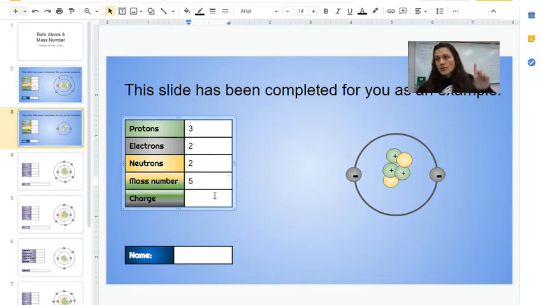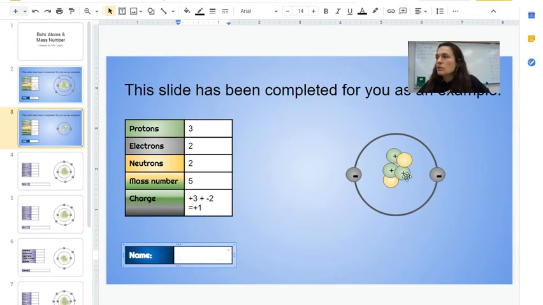Then the charge, watch out, this one's not going to be 0. So the protons are positive. So I have a plus 3 plus a negative 2. So this one overall, do I have more positives or negatives? I have more positives, so this one's going to have a charge of positive 1.